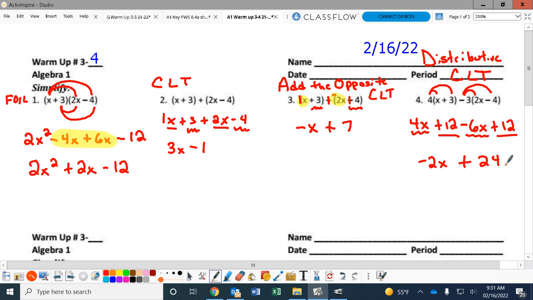Does anybody have any questions about these before we put this up? Knowing the difference between those 4 concepts is a really big deal for this test.